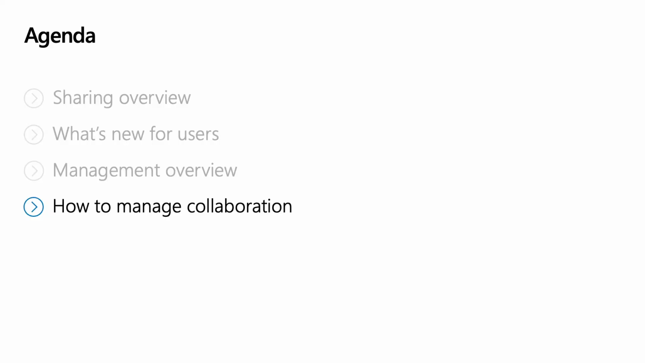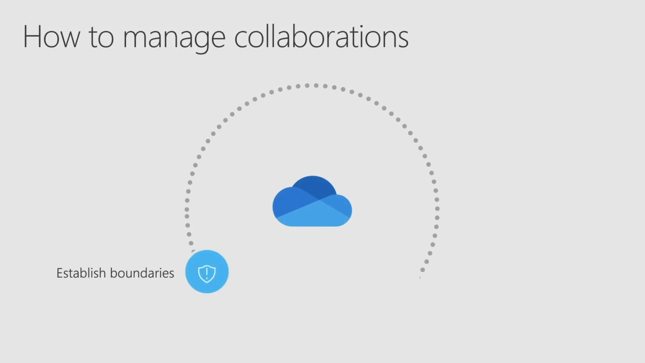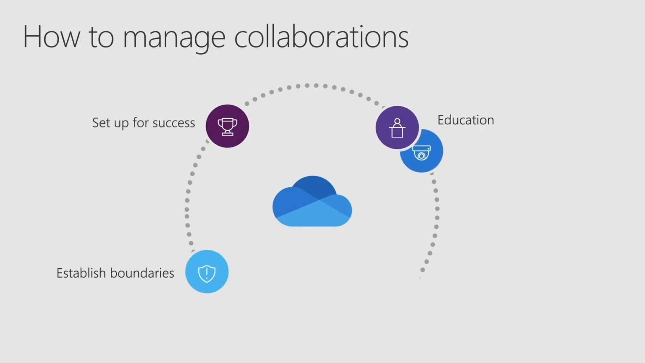So now let's switch gears and walk through how to manage collaboration, a practical guide, if you will. Instead of thinking about specific policies, let's talk about the framework you're going to use when it comes to setting up policies and managing collaboration inside of your organization. There's really 4 steps you're going to follow. First, you're going to establish the boundaries. Then you're going to set up your users for success. You're going to educate them and then monitor. Let's walk through each of these 4 stages one by one.